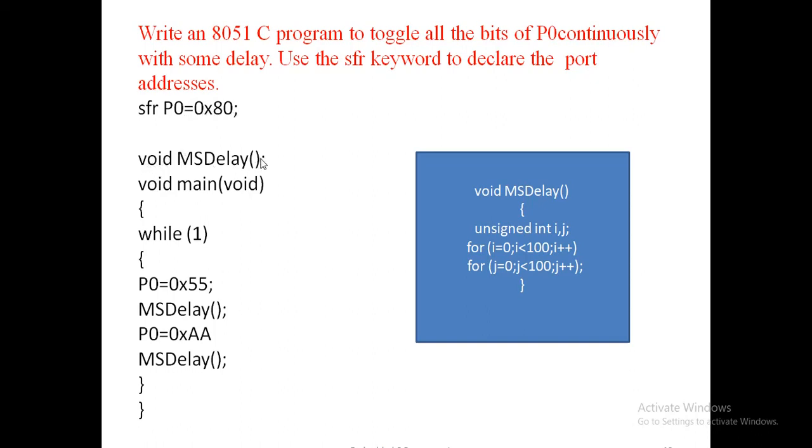Here, void ms delay is a user defined function. You have to declare that user defined function always above the main function. I define this user defined function after this main program. Here void ms delay, because in the program I was asked to generate some delay between toggling the outputs. P0, while of one, is an infinite loop.